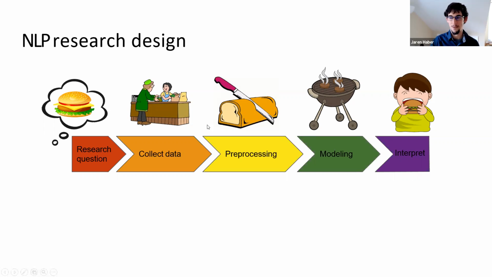And I'm painting this as a straight line, but these things happen recursively. You might make models and then decide you need more data. You might try to interpret what you found and realize it's really weak. You need to change your analysis strategy and so on.